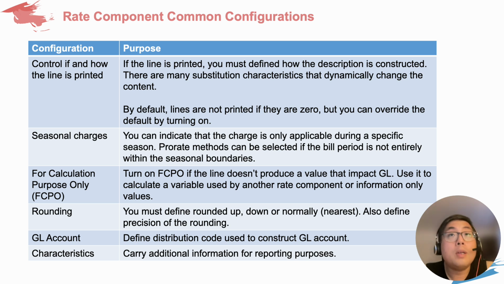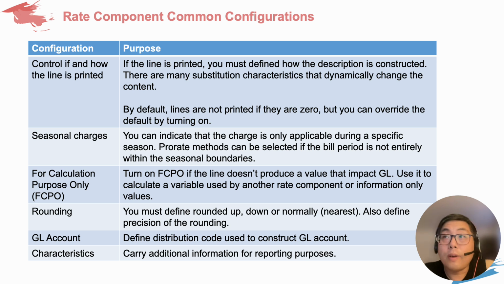Rounding, you can define whether it's round up, round down, or normal, which is nearest. And also you can define the precision of the rounding. For the GL account, we talk about the lines to be printed, to be distributed to the GL. You define the distribution code used to construct the GL account.